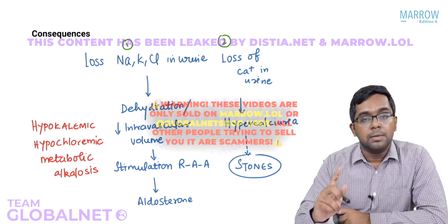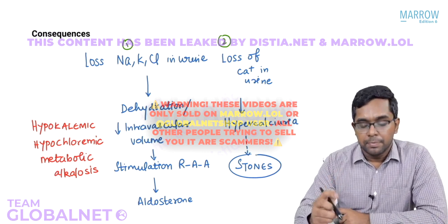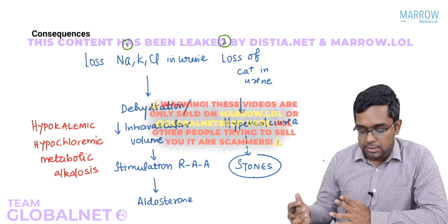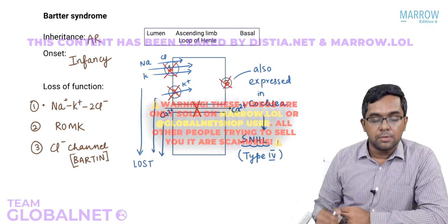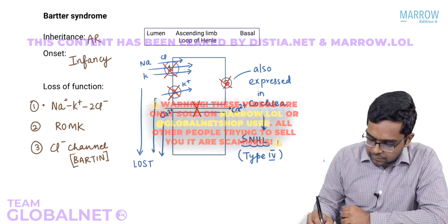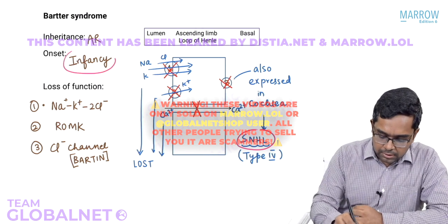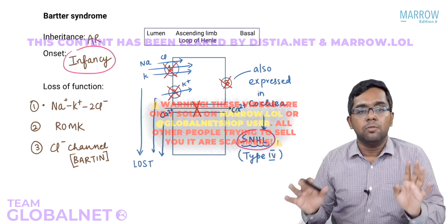Number 1, hypokalemic, hypochloremic metabolic alkalosis. Number 2 is predisposition to develop stones due to hypercalciuria. Number 3, in some cases of Bartter syndrome, you also have sensorineural hearing loss. And please remember the onset is in infancy. That is the summary of Bartter syndrome.